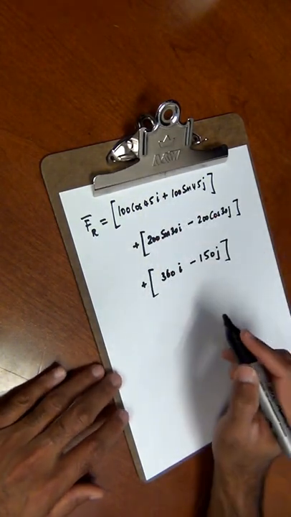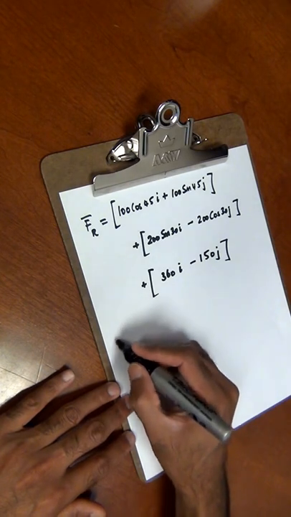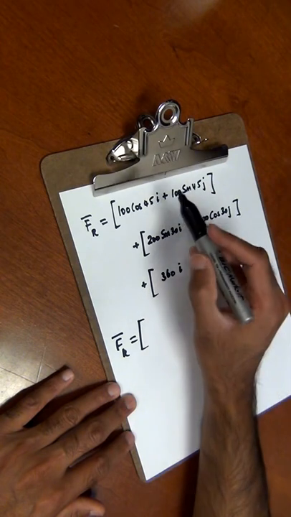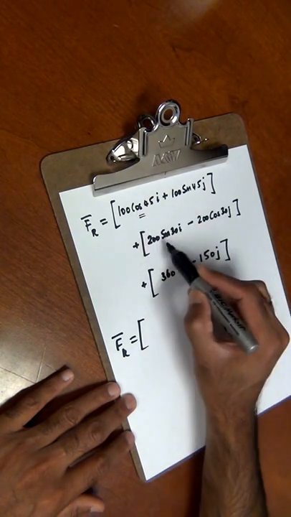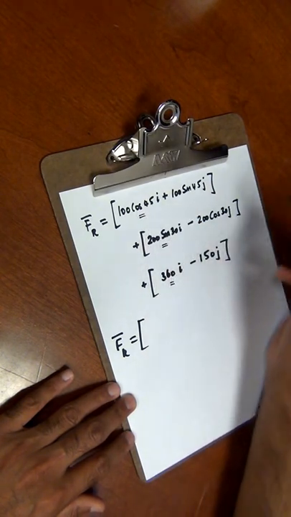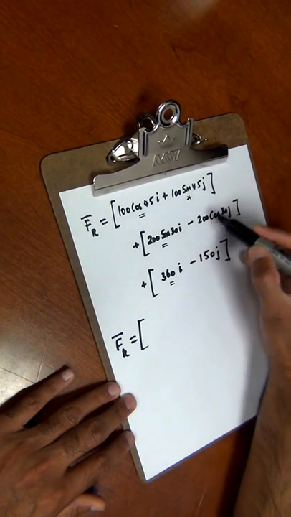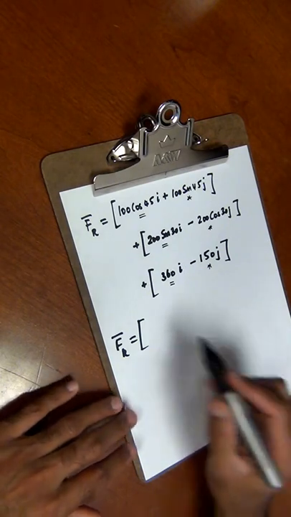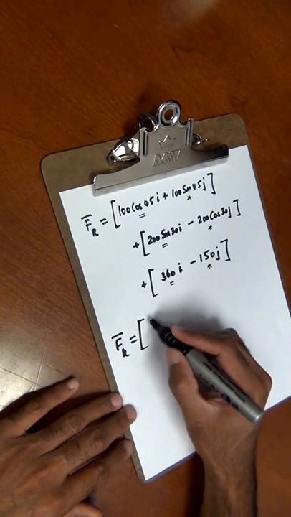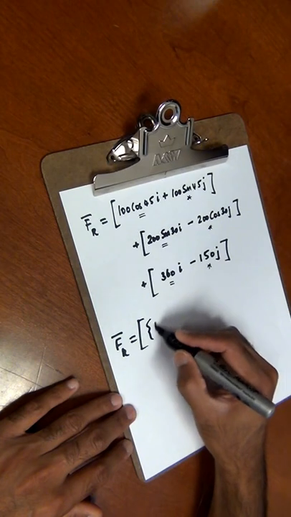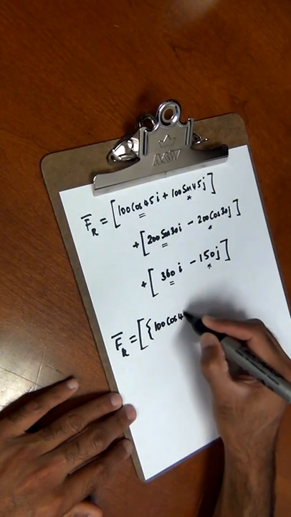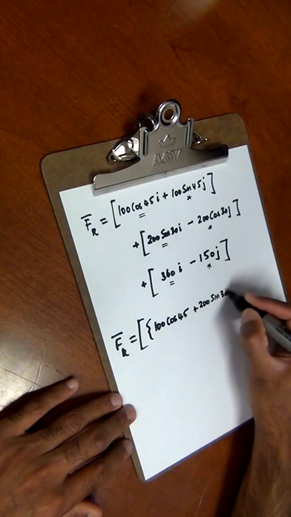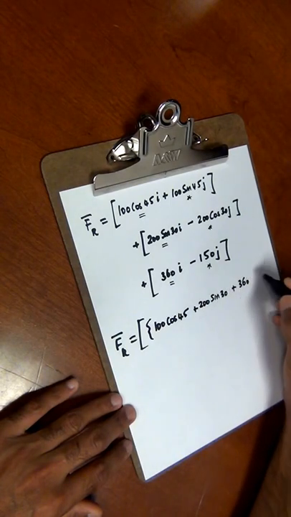So if I add them up, if I perform the vector sum of these three, then Fr is going to be the following. All I have to do is add the i components first by themselves, and then add the j components, and then I combine all of these and I get the resultant vector. So this is going to be the following: 100 cosine 45 plus 200 sine 30 plus 360.